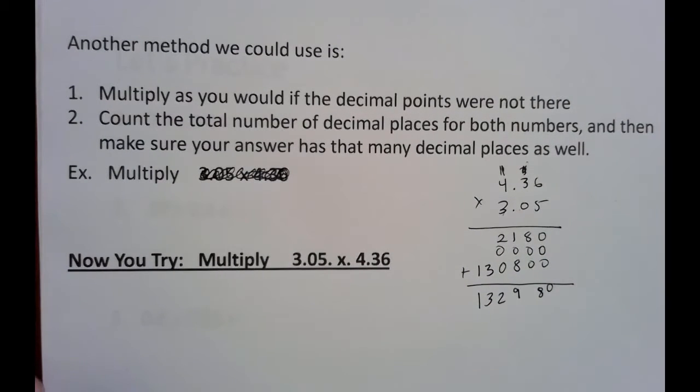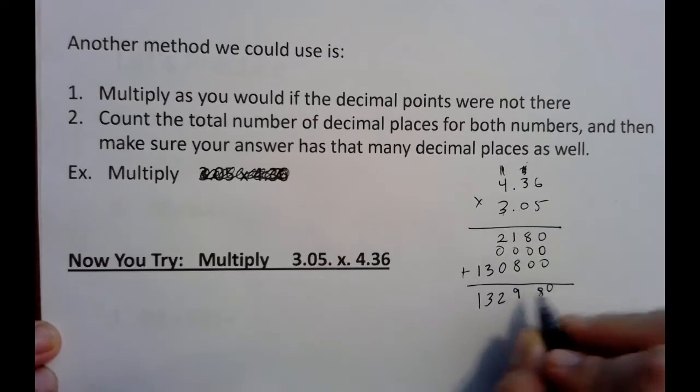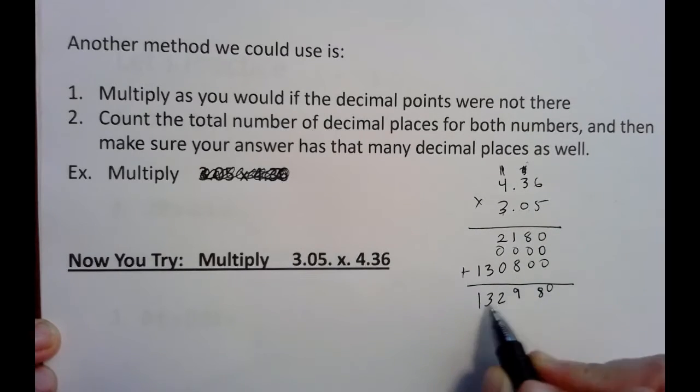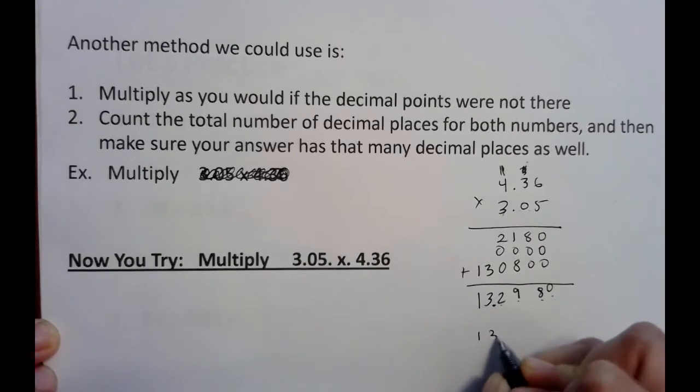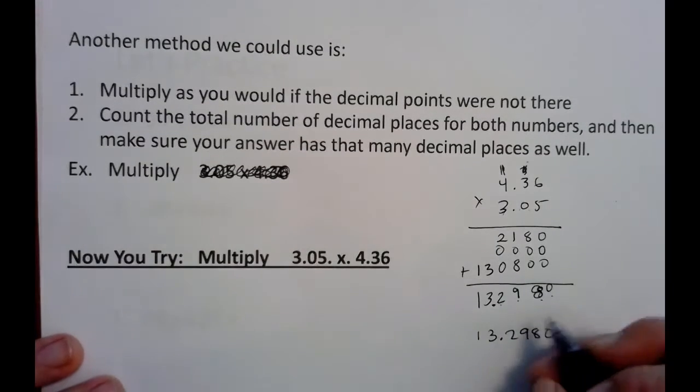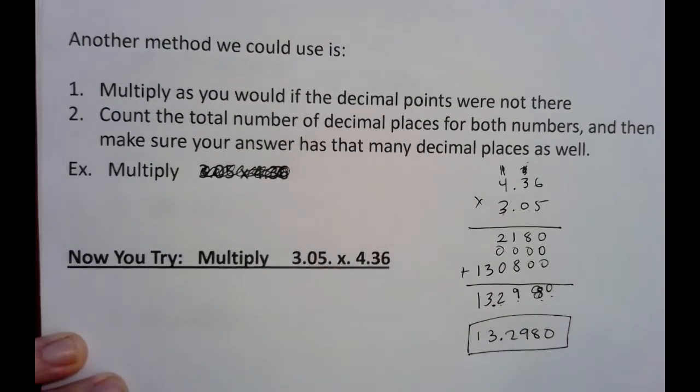So let's just make sure. So we have 4.36 times 3.05, and then that's right. So how many decimals do we have? 1, 2, 3, 4, right? So counting from the right to the left, we have 1, 2, 3, 4. So this should be 13.2980. Sorry, I don't know why I wrote it so weird. Okay, so that's it.